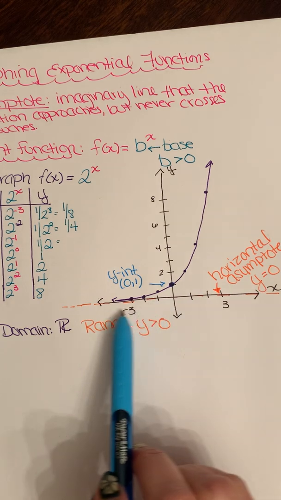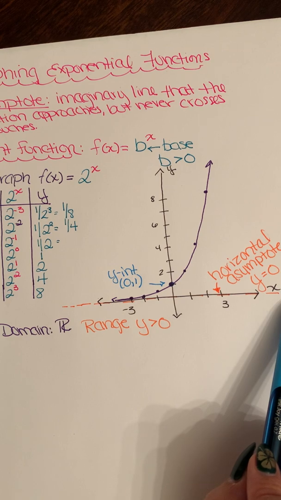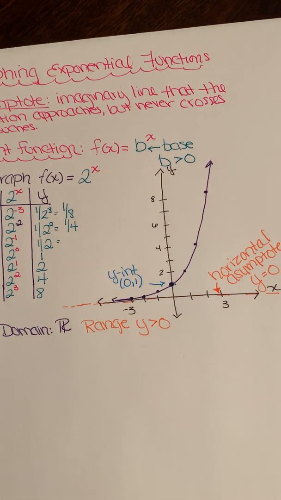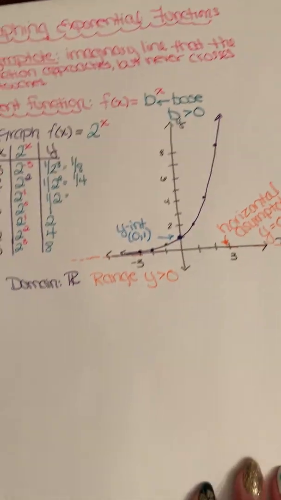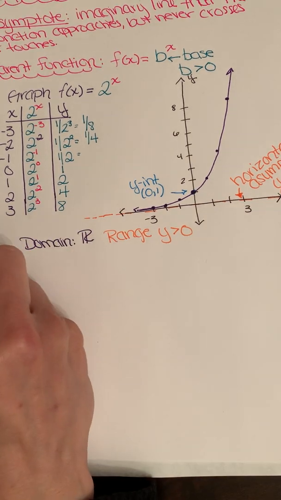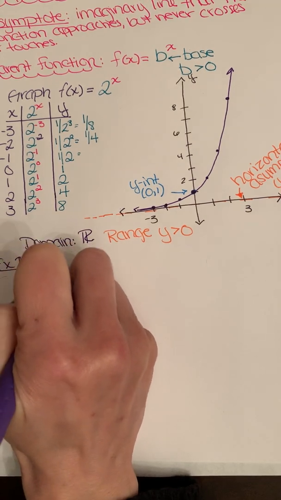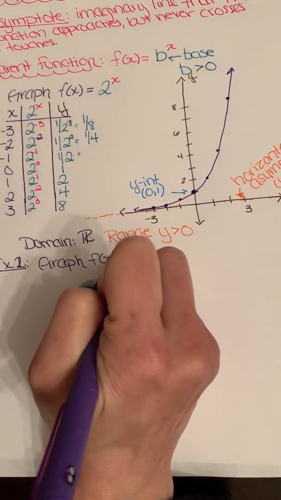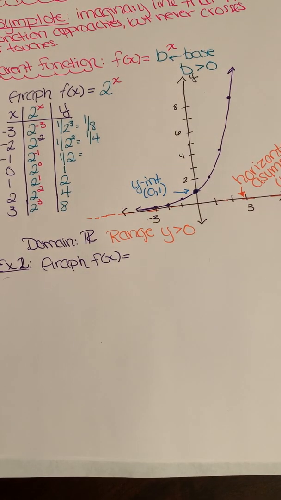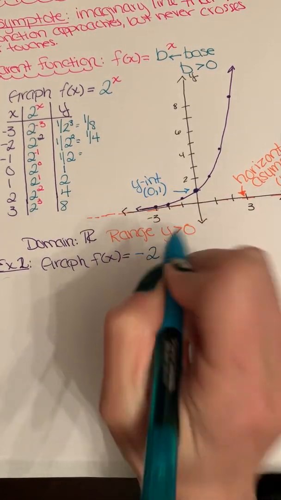So those are really the two things that we can notice from this graph, that we have a horizontal asymptote at y equals 0, and we have a y-intercept at 1. Okay. So let's see what happens if we were to graph. So this would, I guess, be our example 2. Let's see what happens if we graph f of x is equal to -2 to the x.